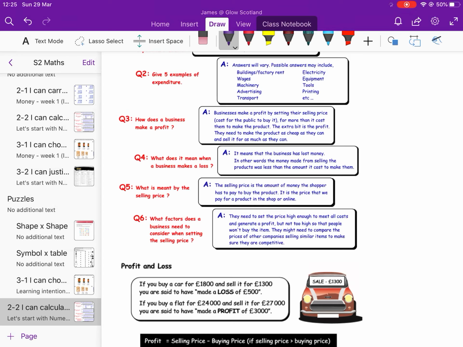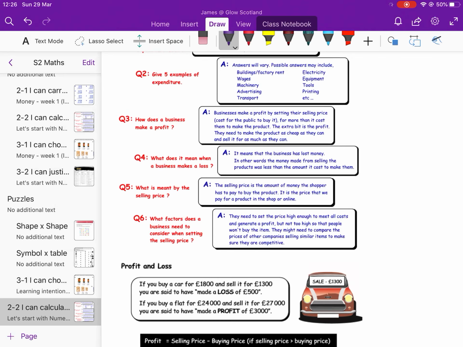Question 5. What is meant by selling price? So the selling price is the amount of money the shopper has to pay to buy the product. It's the price that we pay for a product in the shop or online. And question 6. What factors does a business need to consider when setting the selling price?